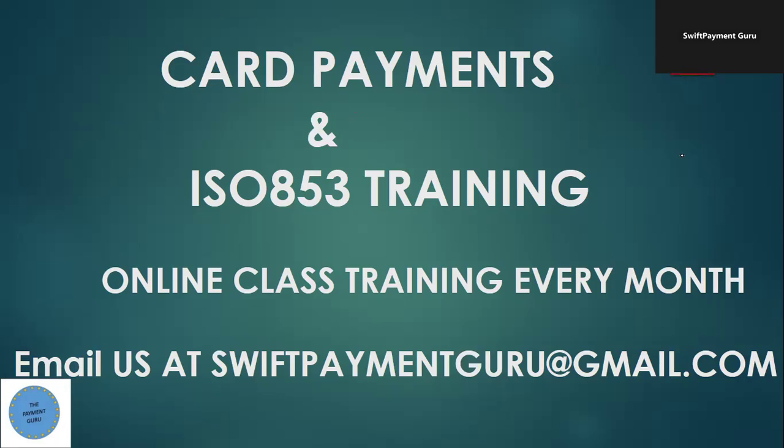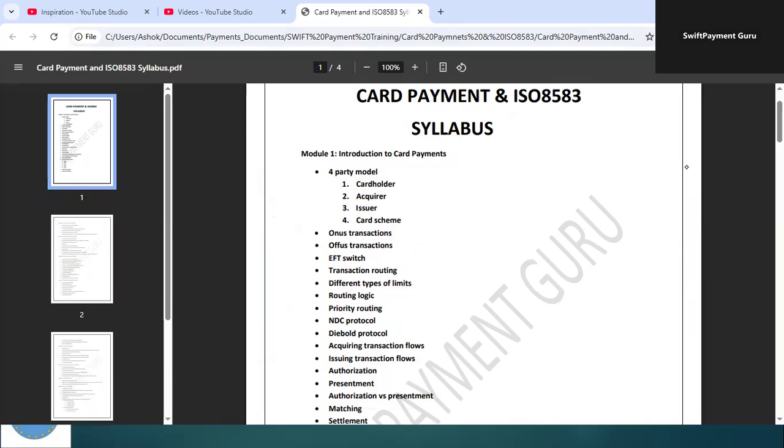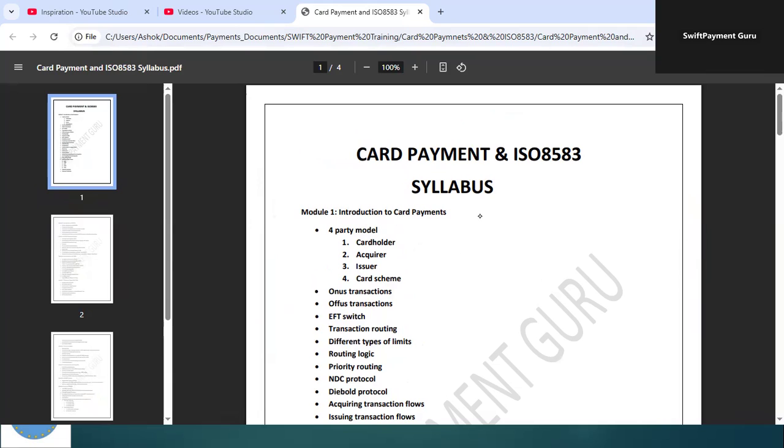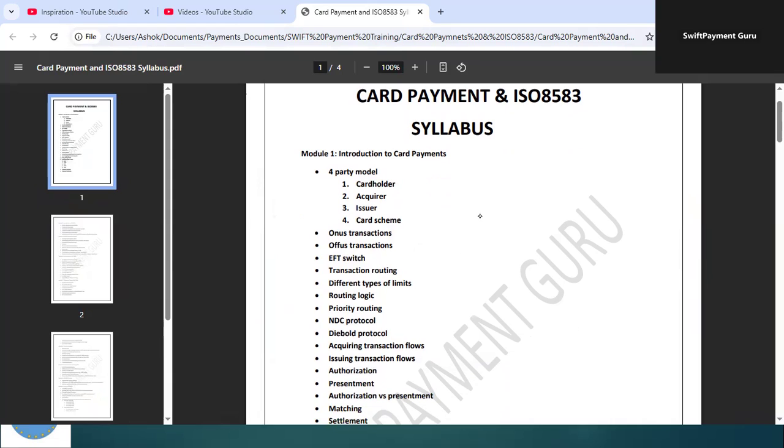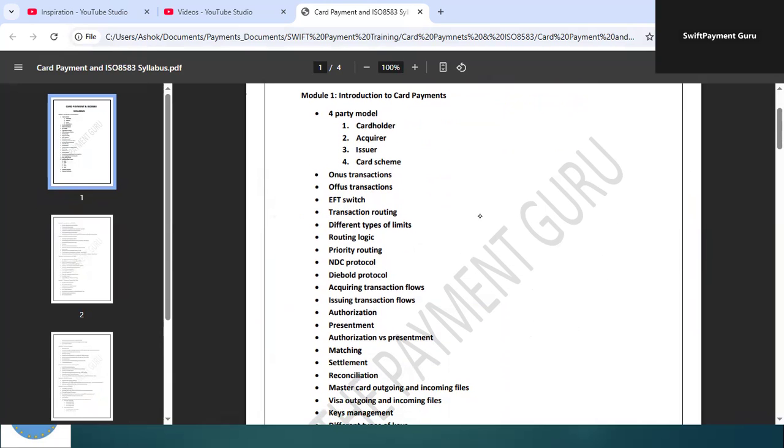So just to quickly brief you on the syllabus, we cover card payments and ISO 8583, starting from the basics to the advanced level that any candidate should learn in order to find opportunities in the market for card payments and ISO 8583. We'll start with the introduction to card payments, which includes the four-party model of cardholder, acquirer, issuer, and card scheme. Then we'll understand the importance of on-us transactions and off-us transactions in card payments. What is the importance of the switch, with use cases as well?